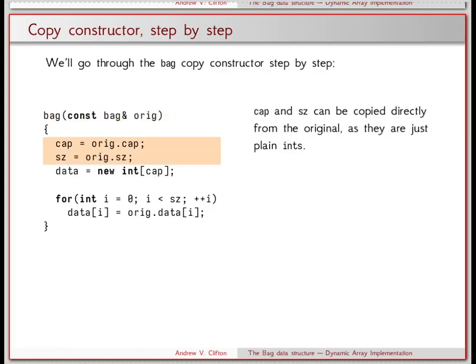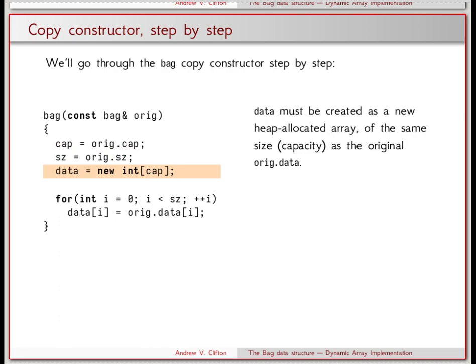Cap and sz, those are just plain old ints, so I can just copy those directly. Whatever the original's capacity is, that's going to be my capacity. Whatever the original size is, that's going to be my size. Anything that is not a pointer, just a regular old variable, you can do a straight up this equals that kind of copy.